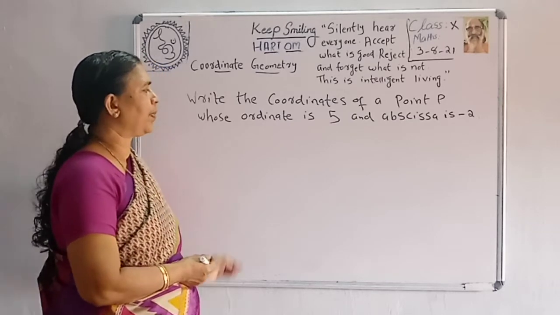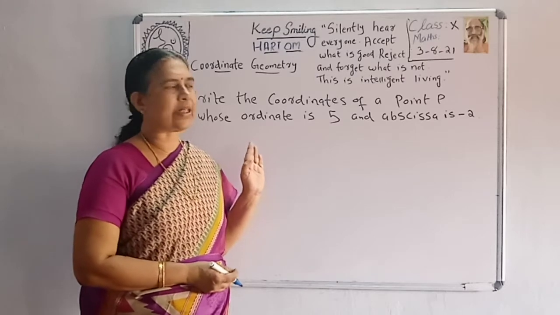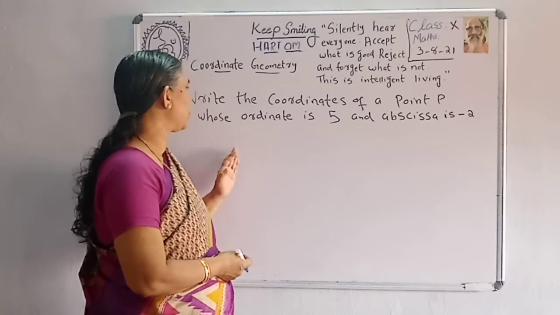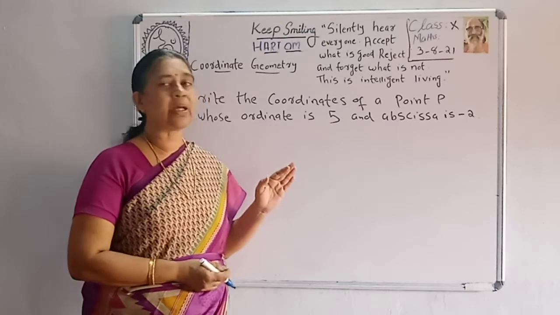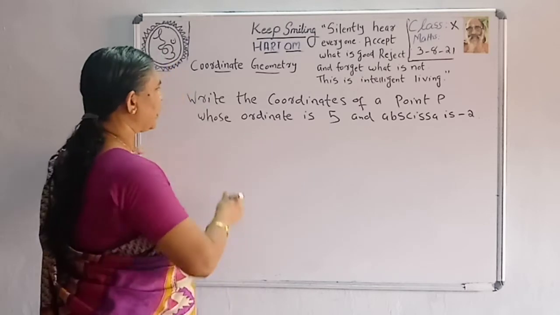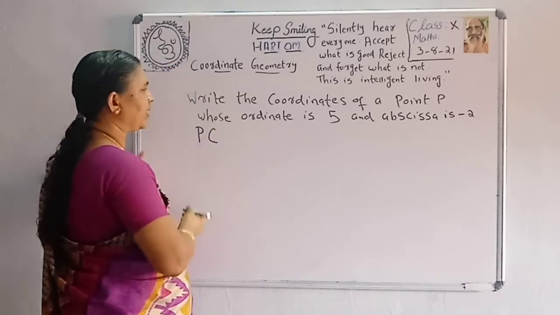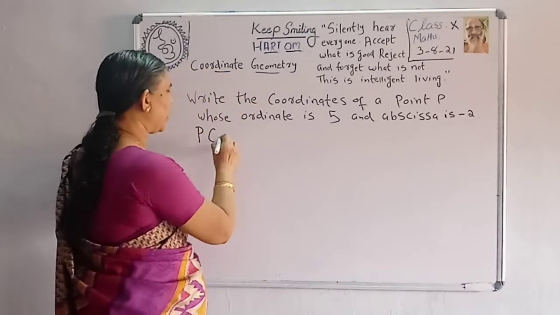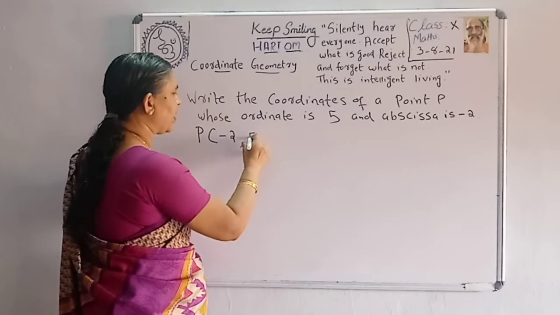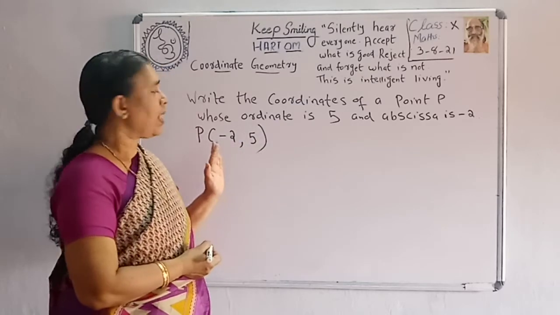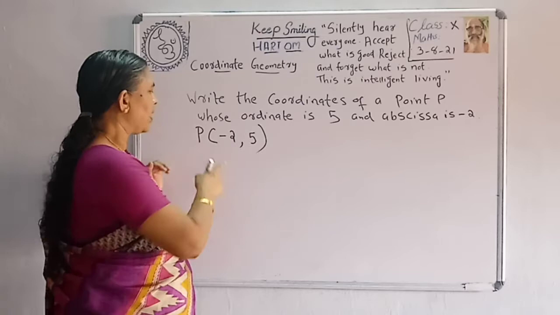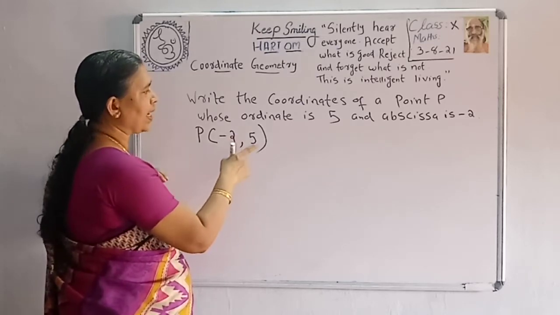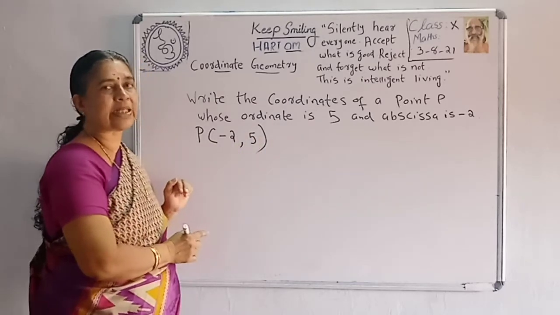Then what do you mean by ordinate? The y coordinate is called the ordinate and the x coordinate is called the abscissa. Then how will you write the point P? First we write the x coordinate. What is the x coordinate here? Abscissa means the x coordinate. So we write -2, and the ordinate is 5. So what is the coordinate of the point P? P(-2, 5), where the first one is the x coordinate and the second is the y coordinate. So the x coordinate is named abscissa and the y coordinate is named ordinate.